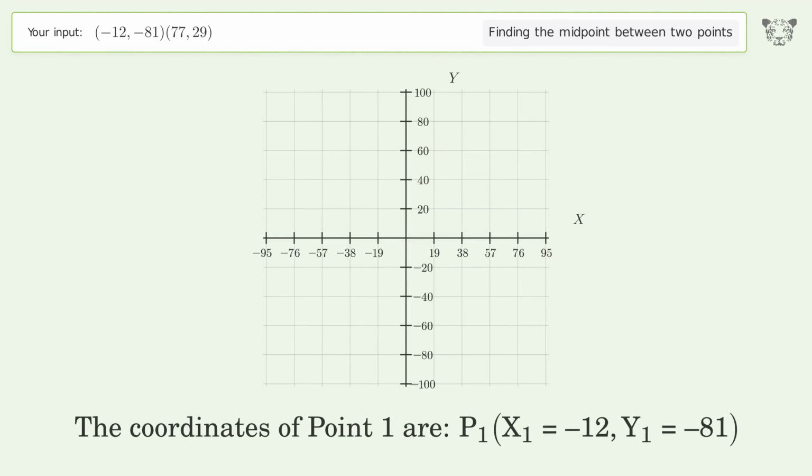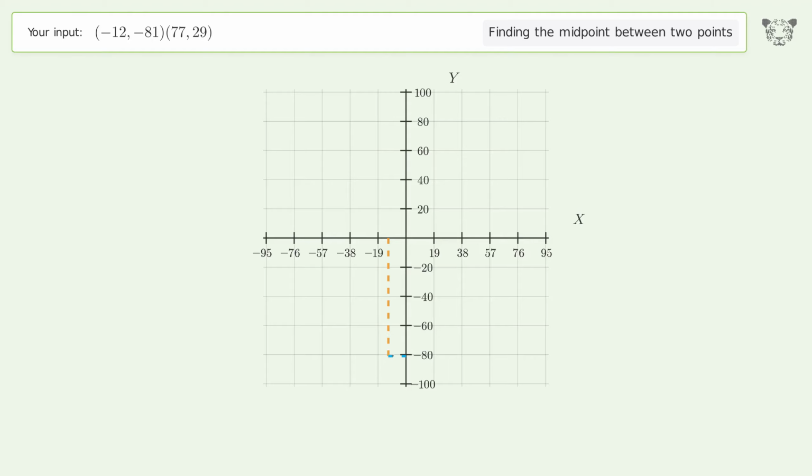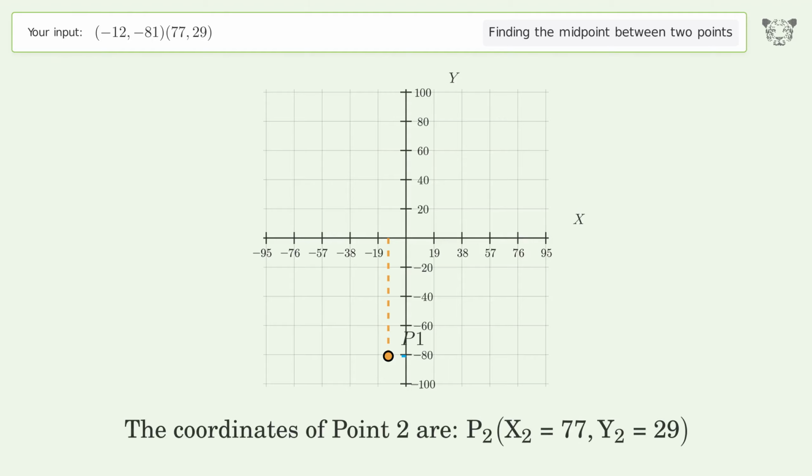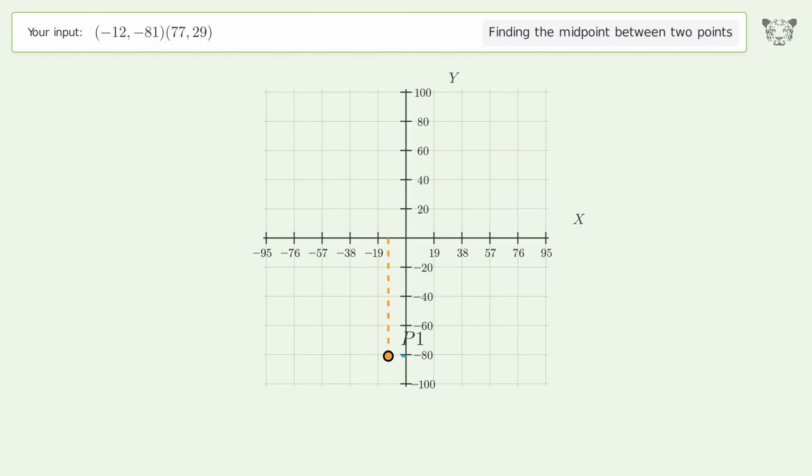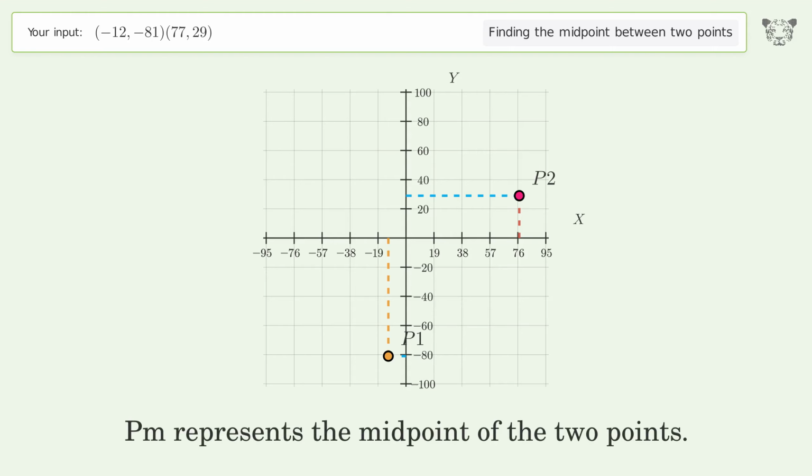The coordinates of point 1 are x1 equals negative 12, y1 equals negative 81. The coordinates of point 2 are x2 equals 77, y2 equals 29. PM represents the midpoint of the 2 points.